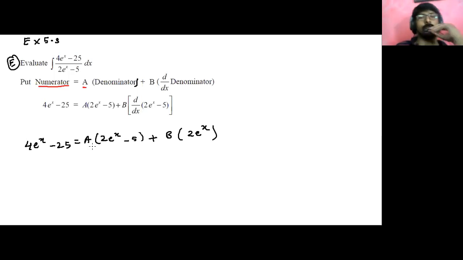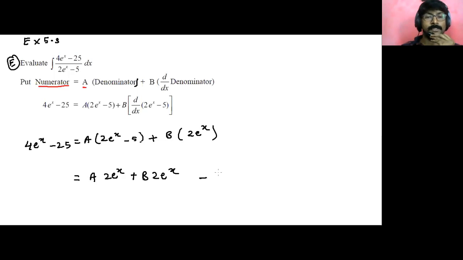Now we'll have to compare. We have to get the values of a and b. Now how do we get the values of a and b? Let's understand over here. This can be written as a times 2 e power x plus b times 2 e power x minus 5a. First of all, we took all the e power x terms together and minus 5a separate.